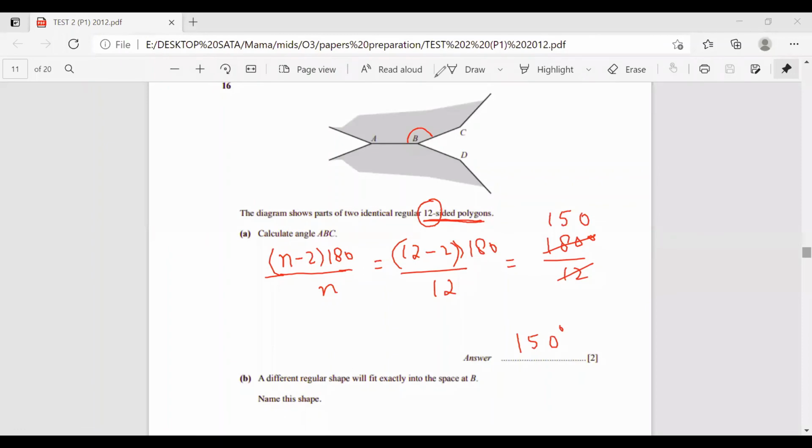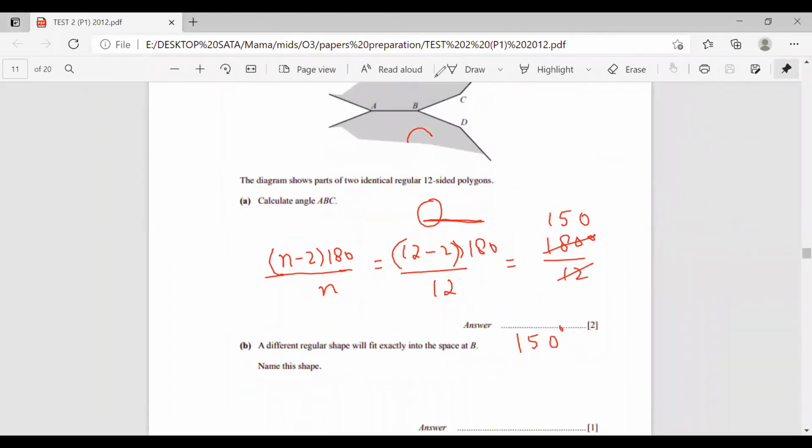Part B. Part B says a different regular shape will fit into space AB. That means this is your space at B. Name this shape. Which shape will fit in this space? So basically, if I connect this point, this shows me that some kind of triangle will fit in this shape.